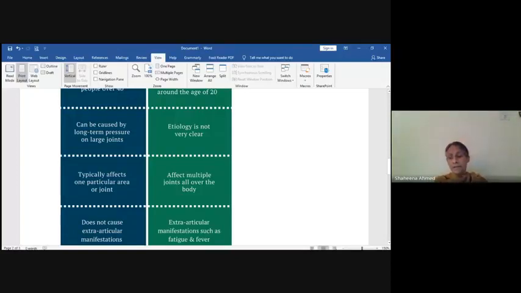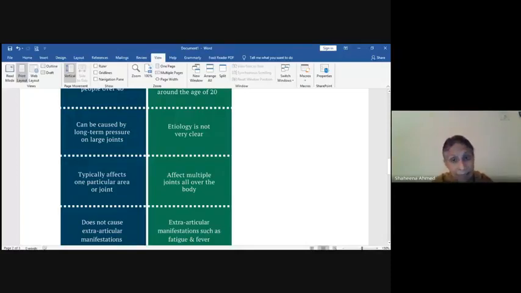Now, if we look at the pattern of how the different joints are affected. In rheumatoid arthritis, as we have already discussed, multiple joints are involved and the involvement is of a symmetrical type. Whereas in osteoarthritis, the involvement of the joints is asymmetrical. A particular joint, a particular area is involved. Multiple joints are not involved. So it has an asymmetrical involvement.